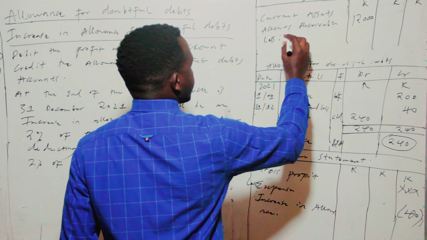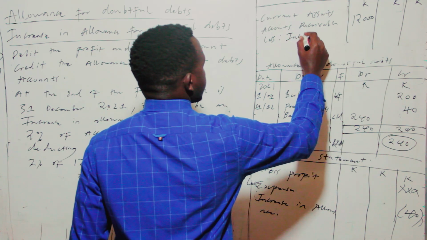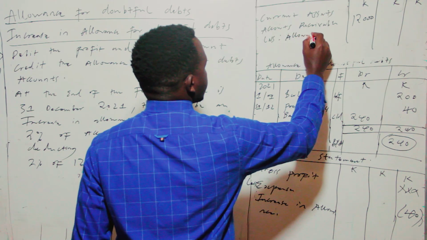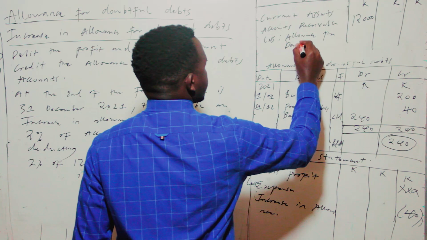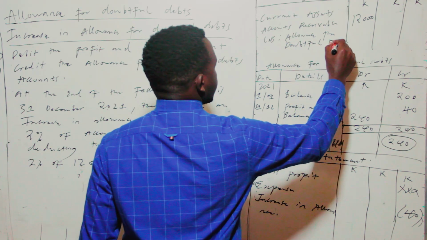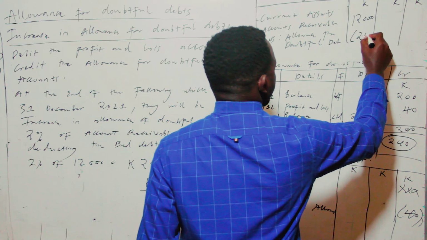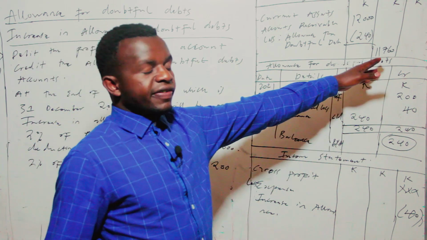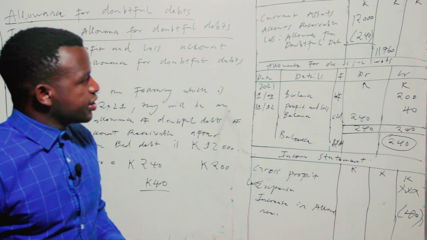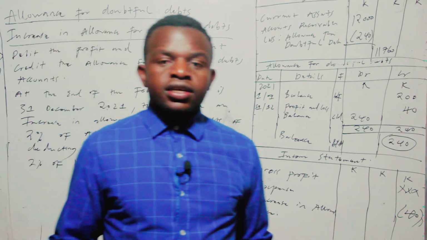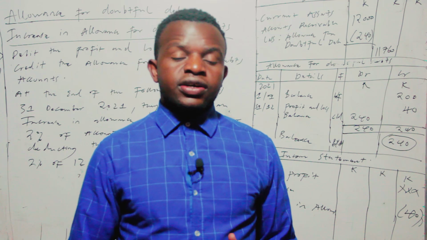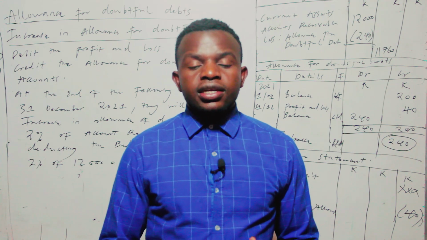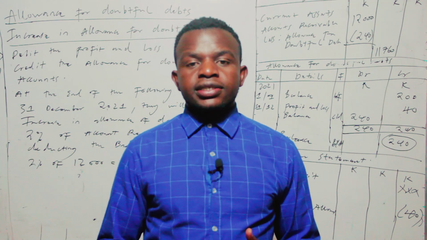So less allowance for doubtful debts. That amounted to 240 there. So 12,000 minus 240, we're going to have 11,760. So that's how you can show the profit and loss account, that's how you can show the allowance for doubtful debts account, and that's how you can show the income statement and the balance sheet when there's an increase in allowance for doubtful debts. If you have questions, please ask in the group.